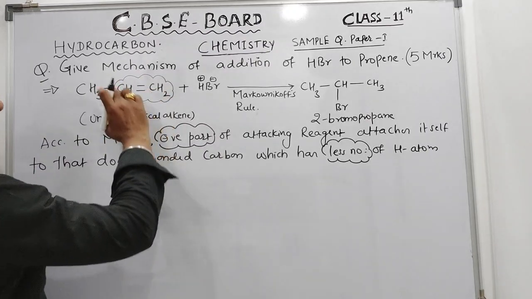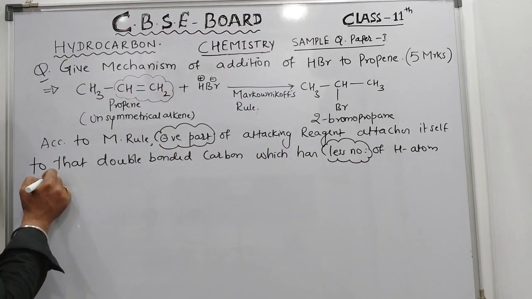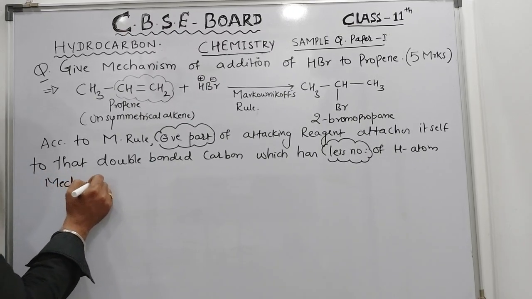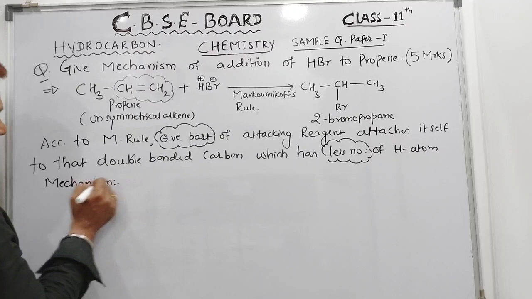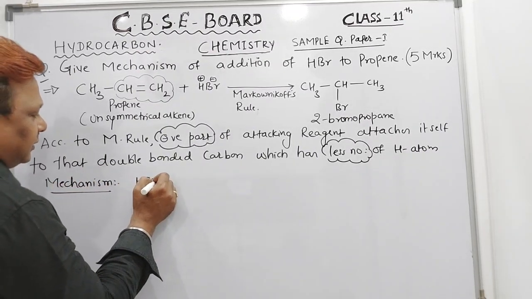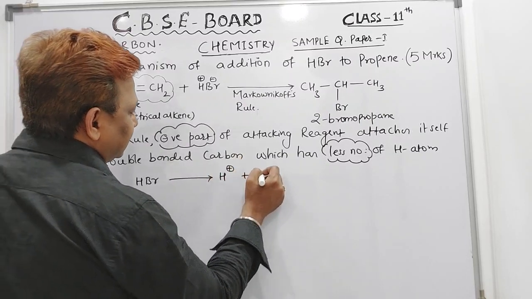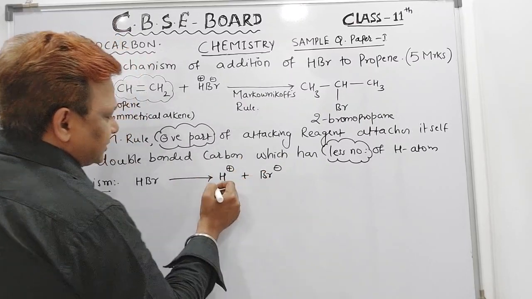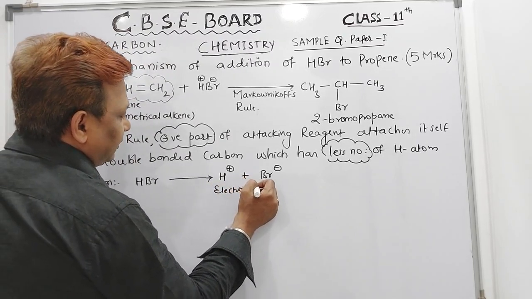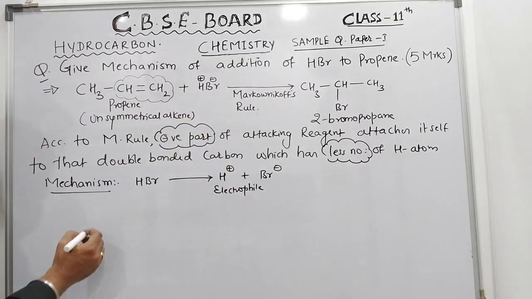So for the mechanism, first you write down this one. What is the Markownikoff's rule that we wrote? Now we'll see the mechanism behind it. What is the mechanism, how is this 2-bromopropane formed? See, in the mechanism, HBr produces an electrophile. What is that? H plus. This H plus is called an electrophile in the mechanism. But this electrophile will attack the unsymmetrical alkene.